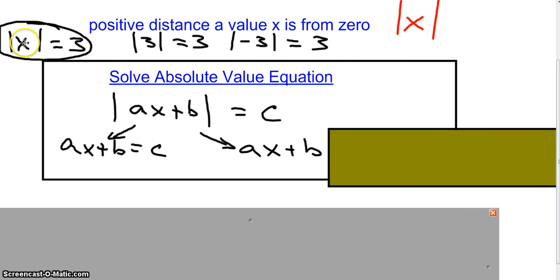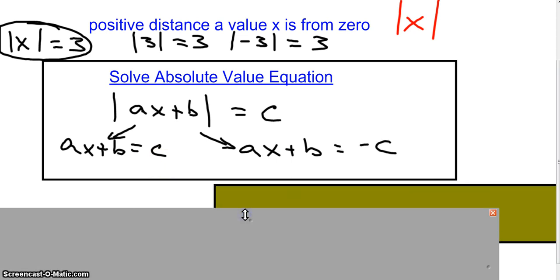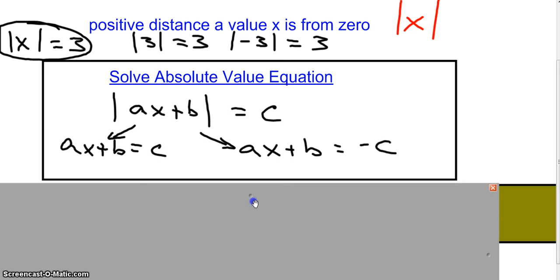Let's look back up at this example here. We said the absolute value of x equals 3 has two solutions. This could equal 3, or this could equal negative 3, right? Look at this. So this expression inside of our more involved equation, ax plus b, could equal positive c, or it could equal negative c. Okay? So there are two possible equations to solve. One equals c and one equals negative c. Okay?